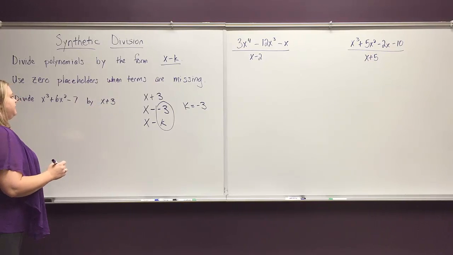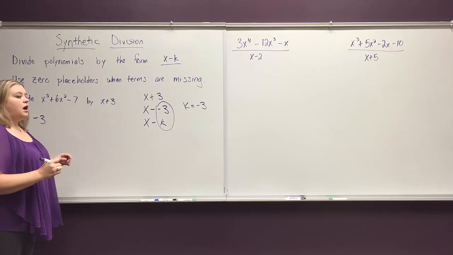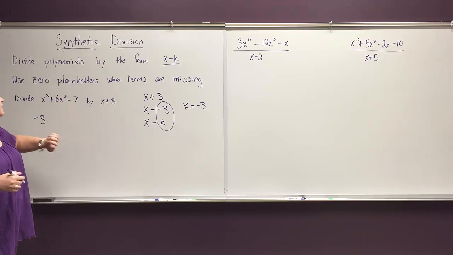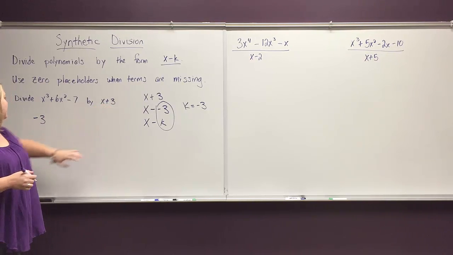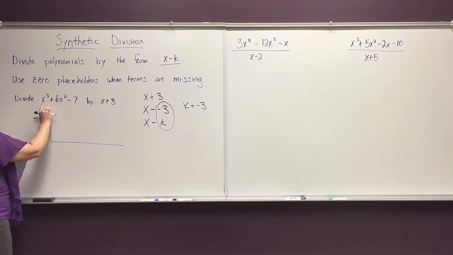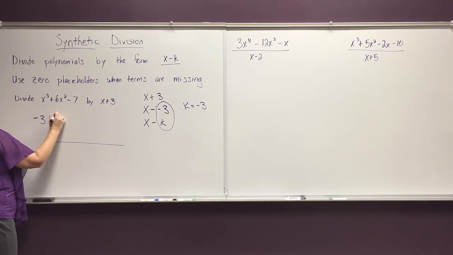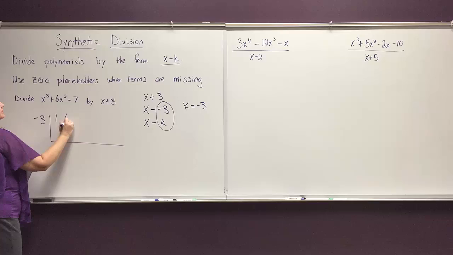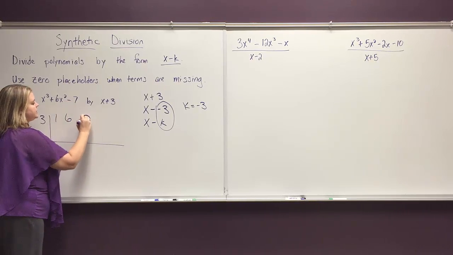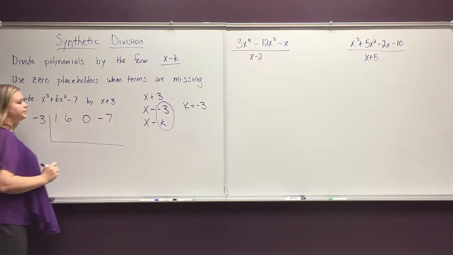Our k is going to be negative 3. That is what goes outside of our box. Remember, with normal division, what you're dividing into goes inside the box. What you're dividing by goes outside the box. So outside, my box is upside down, and we use the coefficients of our dividend. So I get a coefficient of 1 for x cubed, a coefficient of 6 for x squared. Notice I'm missing an x term, so I must put in a zero placeholder for the x term, and then I get negative 7 for the constant term.